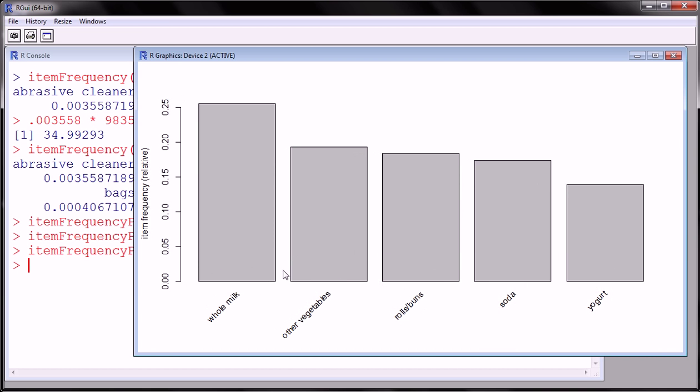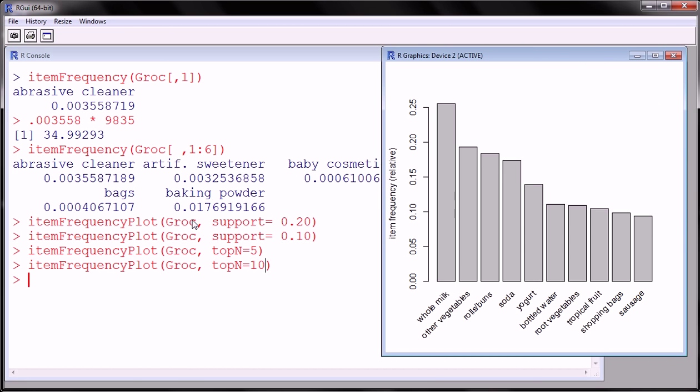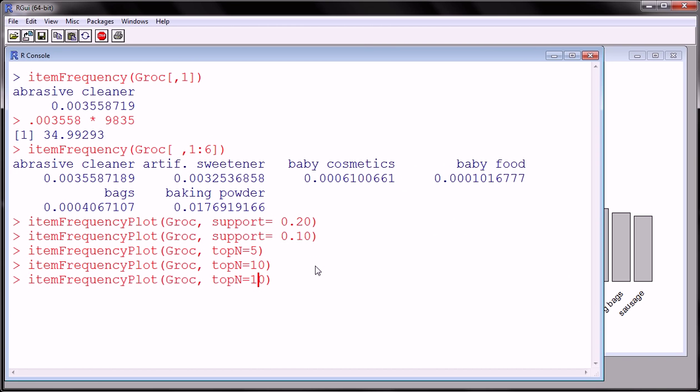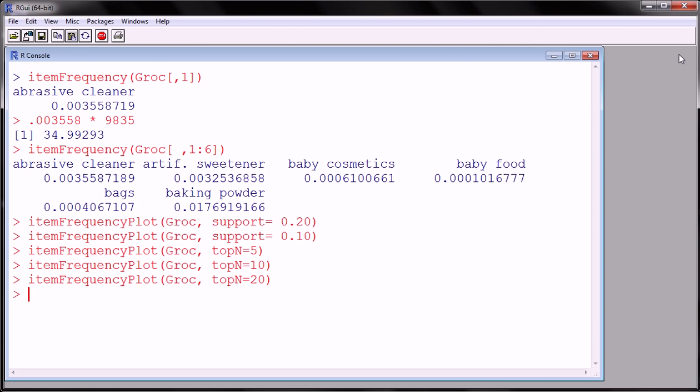So these 5 items are the items with the highest support, that should have the highest frequency in the data. I can change this to 10. I could change this to 20. Okay, so I'm getting this very easy to read bar chart, and it ranks them nicely for me. So that starts shedding some light on the data that we're looking at.